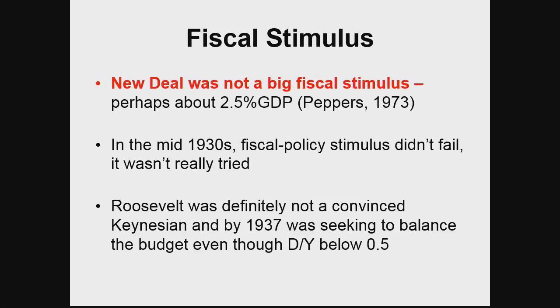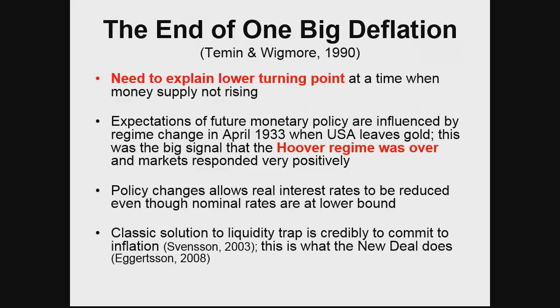Fiscal stimulus, well, the best we can measure it, the New Deal added about 2.5% to GDP. We don't really know whether fiscal policy would have worked in that economy because it wasn't really tried. If we want to talk about the end of one big deflation, those of you who think of Sargent will think of the end of one big inflation. Here's one big deflation. We need to explain the lower turning point.